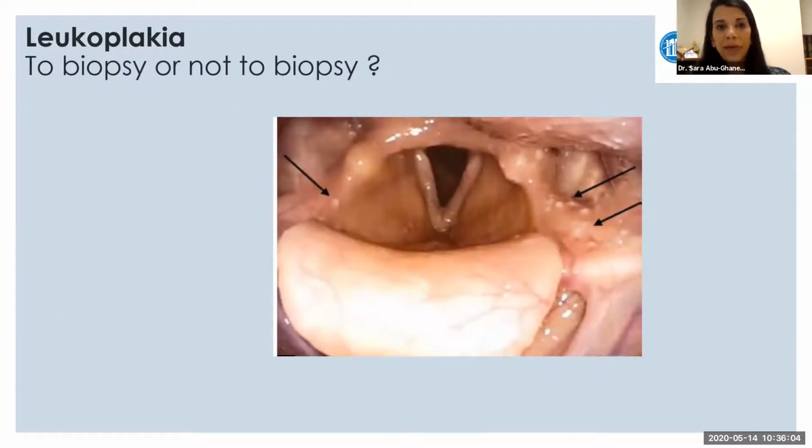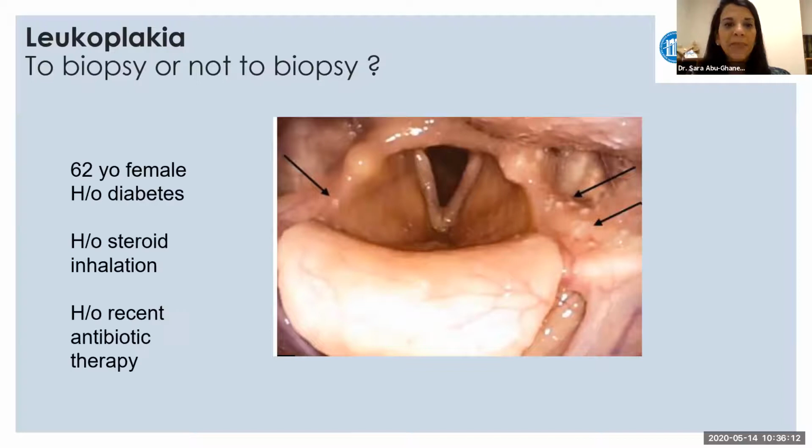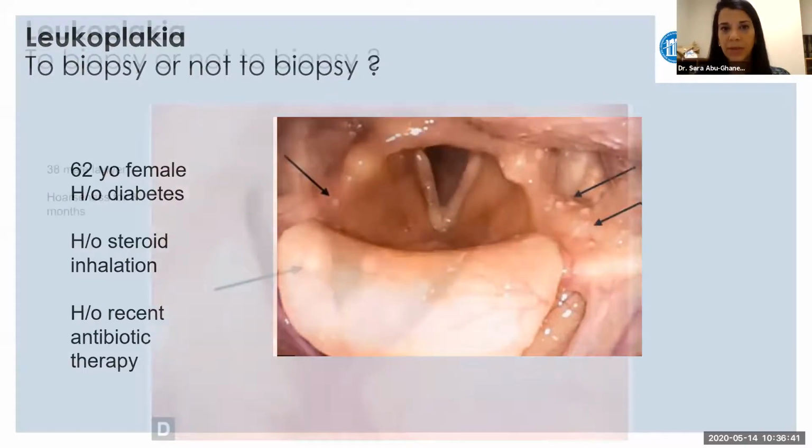Let's go over some pictures of leukoplakia lesions, and we can all agree, I think for most of them, whether to biopsy or not. That's a 62-year-old female, and you can see those leukoplakia lesions involving all her larynx. She has a history of diabetes, and she's using steroid inhalation. I think we can all agree that probably her leukoplakia is related to the steroid inhalation, and at that point, we'll probably ask her to do some rinses after the inhalation and just do repeated exams to see where it's going.